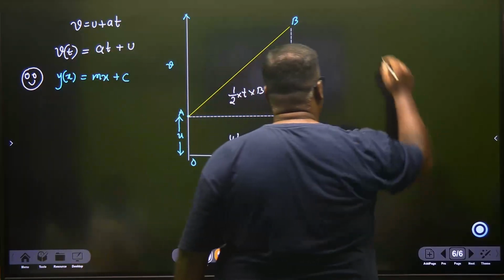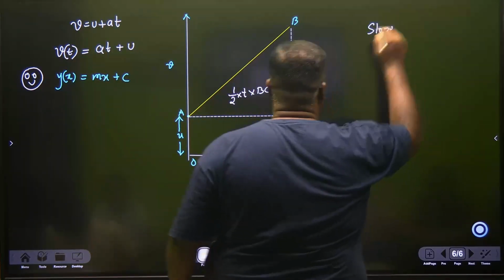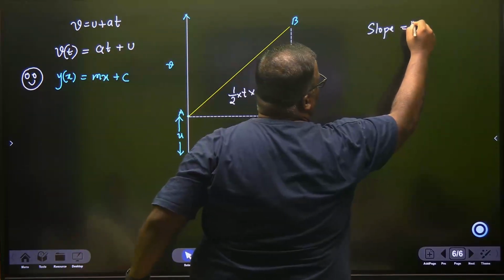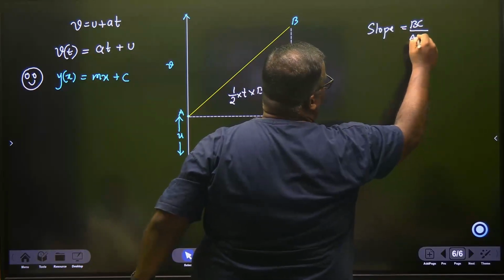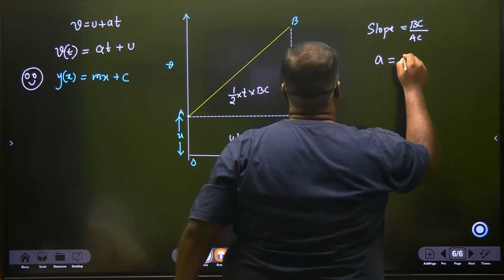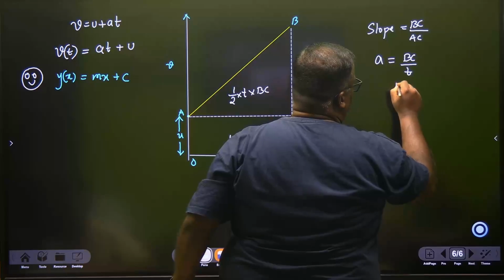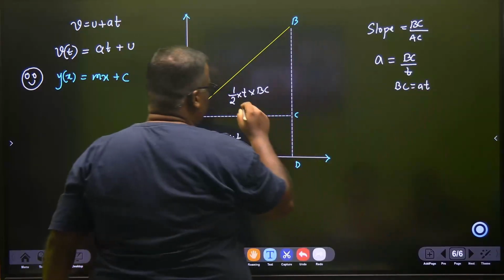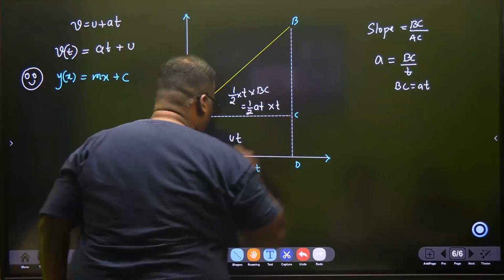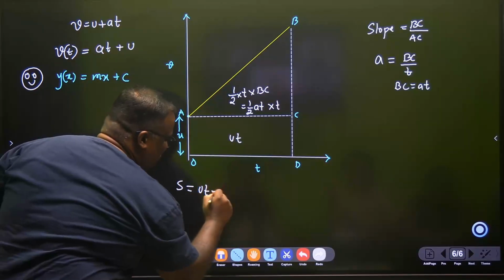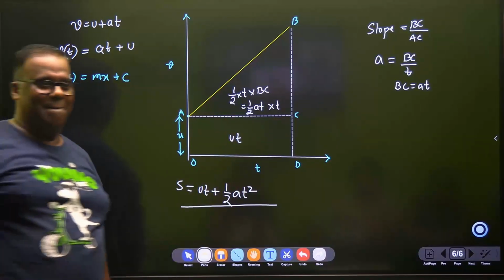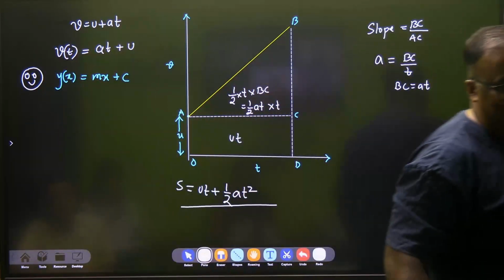No, wait. What is the slope of this graph? This is what graph? VT graph. So this slope should be BC divided by AC, rise over run. Slope of this graph is nothing but acceleration. BC is BC and AC is T. So BC's value is equal to AT. That means this is half AT into T. This is UT plus half AT square, darling. Now we have proved our second equation of motion graphically. Enjoyed it?